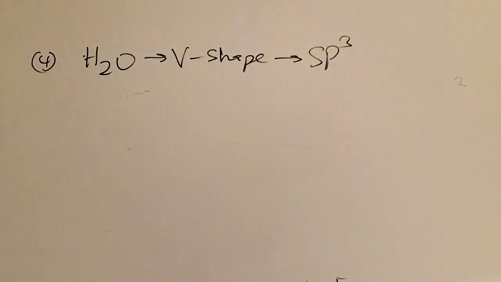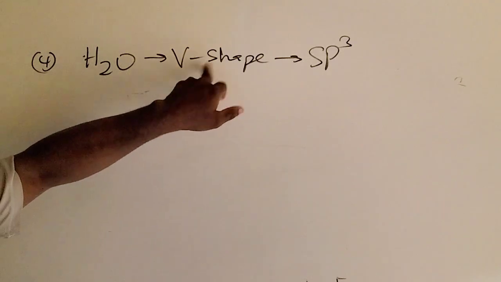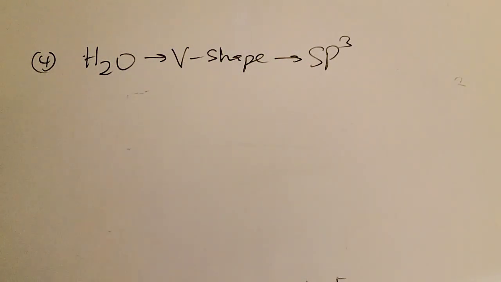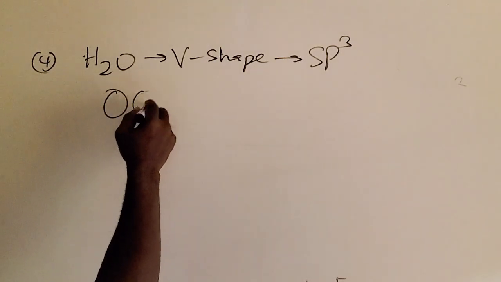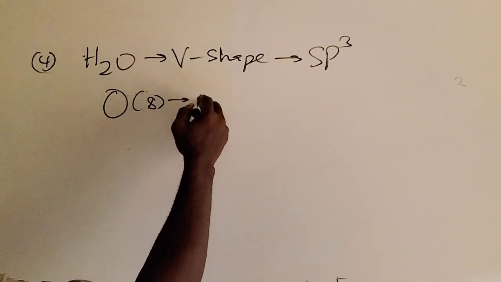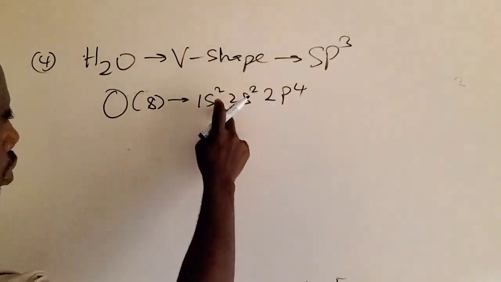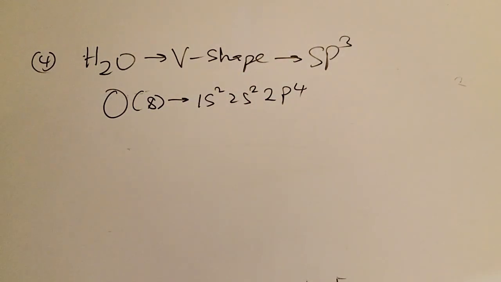Another illustration on the board is water having V shape. So in water, we say V or angular shape is also sp3, just like ammonia. Let's see why. The central atom there is oxygen. Let us write the electronic configuration: 1s2, 2s2, 2p4. Add everything together, that is 8.